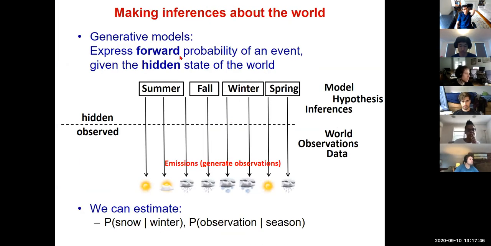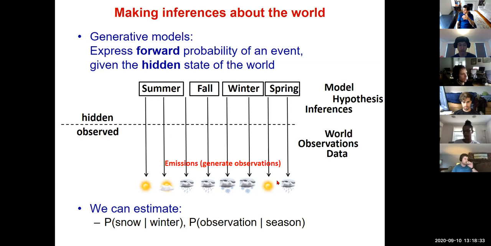Okay, so what's a generative model? A generative model allows you to express the forward, quote-unquote, probability of an event given the hidden state of the world. So the way that you should think about reality more broadly, and we're getting into the philosophical realm here with the Matrix, the simulation hypothesis, or Plato's observations of the truth rather than the truth becoming directly visible ever. From ancient times, people have realized that through our senses, we're gathering observations. But we never truly know the truth about the state of the world, okay? All we gather are observations.